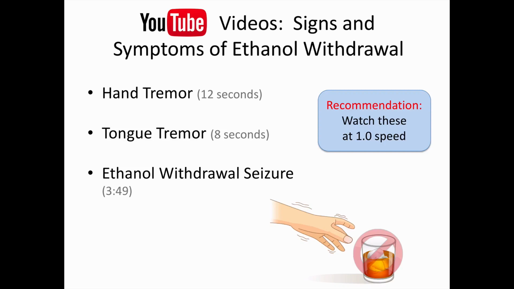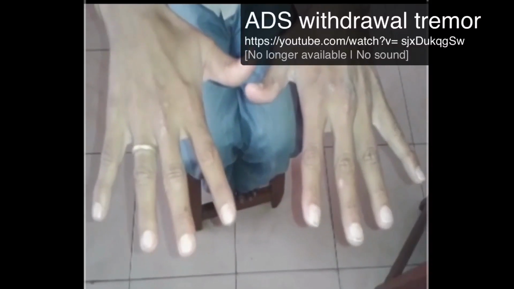Next, I want to show you a number of videos that I found on YouTube demonstrating some signs and symptoms of ethanol withdrawal. If you're watching this at 1.5 or 2.0 speed, I'm really going to recommend that you watch these videos at 1.0 speed. That's going to give you a much better idea of the frequency of the tremor and other findings that are demonstrated here. So this first video is of a patient presenting to the hospital, apparently in India, and he's demonstrating some tremor in his hands as part of his ethanol withdrawal syndrome.